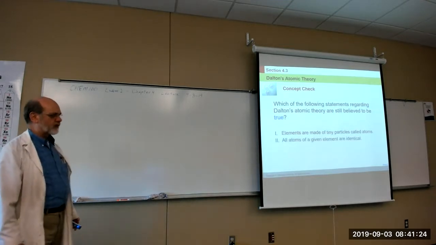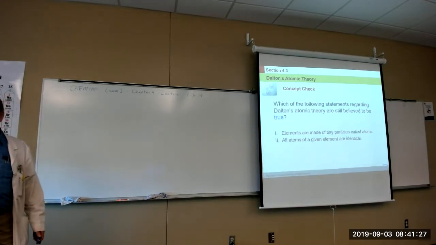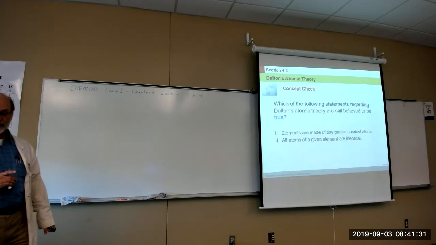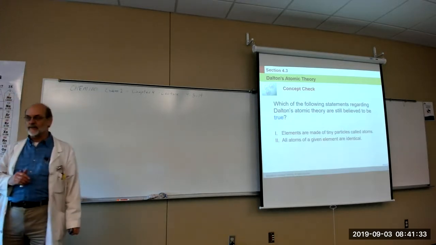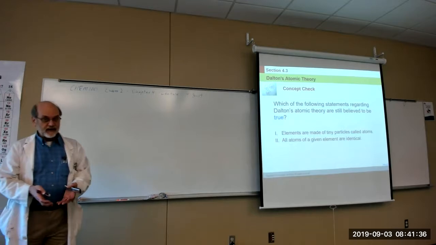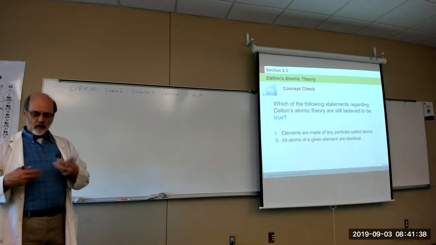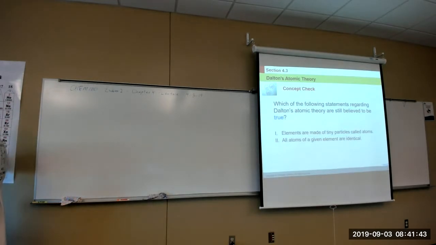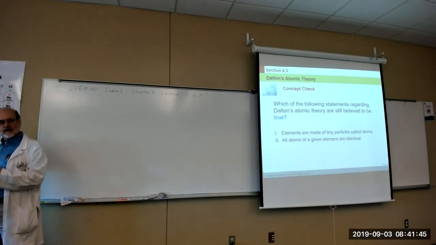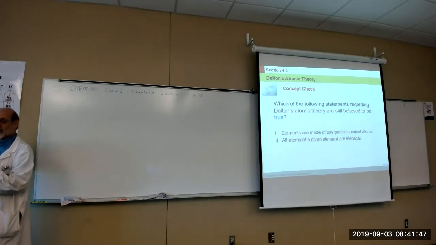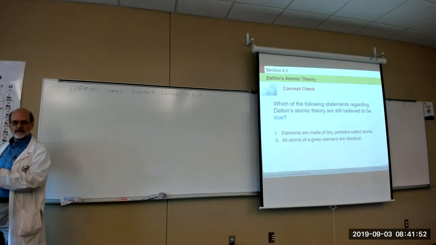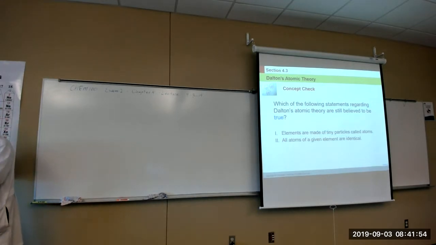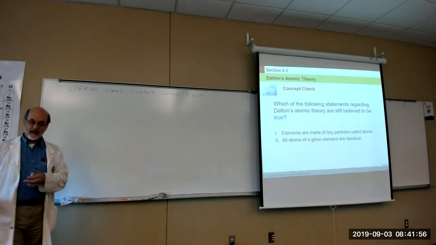All atoms of a given element are identical. That's not true because of isotopes. Okay? And we're going to go into the structure of an atom and explain what an isotope is. But the short version is two different isotopes of the same element are indistinguishable chemically. That is, they react the same. But one has a certain number of neutrons, the other has a different number of neutrons. So they're not, technically speaking, identical.